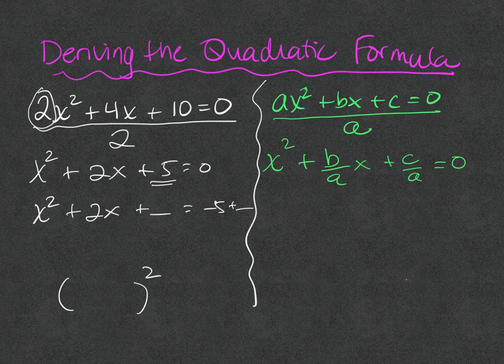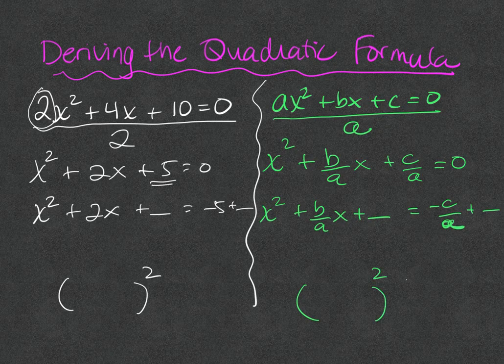Okay, so let's do that same thing to this one. I'm going to move over my constant, and I'm going to put in my plus blank. I move over my constant, that's c over a here. And I'm going to figure out what I have to add to both sides. Because still, the goal on the right-hand side is to get that left side to be written as a quantity squared. The same goal that we had all along.